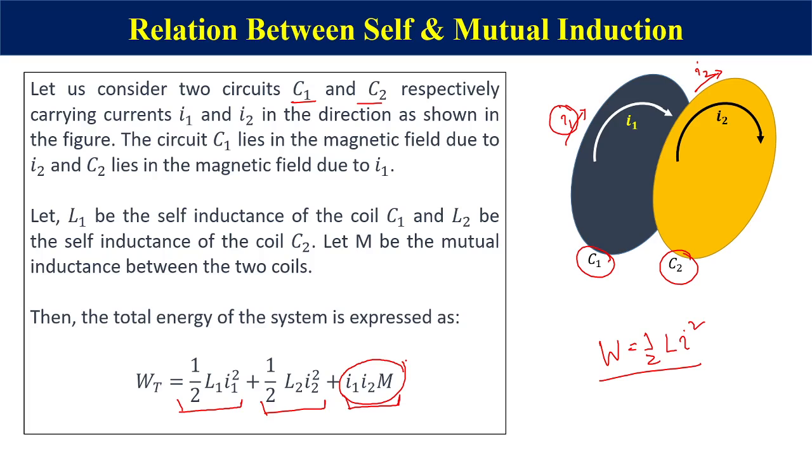Alright. So what we have seen is that the total energy of a system of two coils carrying currents I1 and I2 respectively is given by the energy due to the self-induction of both the coils, taken as a summation, plus the energy due to the mutual induction of these two coils. So this is the total expression of the energy.